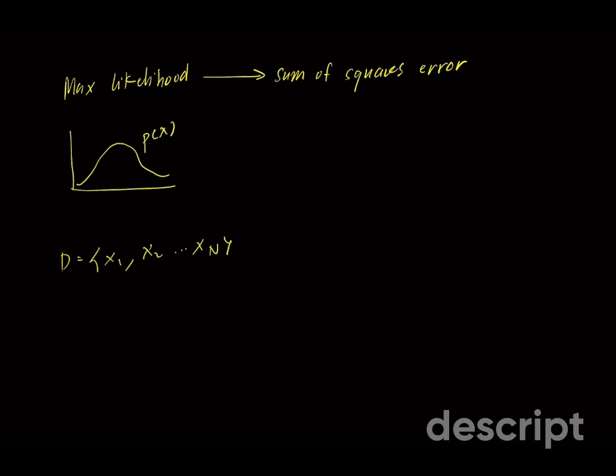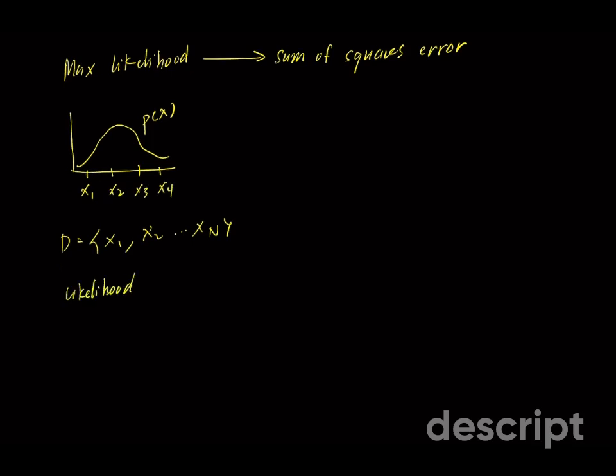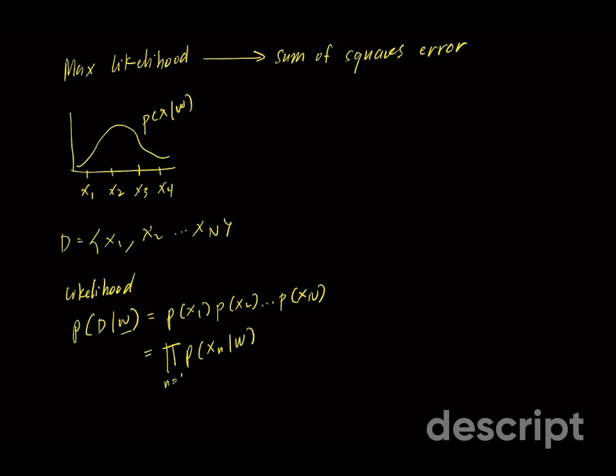If you plot these n data points here, say this is x1, x2, x3, x4, for example, the likelihood of observing your data, let's call it P of observing your data given some parameter W, is equal to P of x1 times P of x2 up to P of xn. And note that this parameter W governs the shape of the distribution here. We can summarize this to be the product of P of xn given W for n equal to 1 up to N, which is the number of data points.